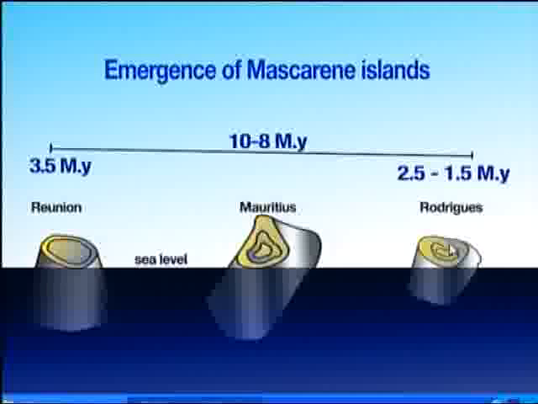Mauritius came out first, between 10 to 8 million years before present. This was followed by Réunion Island around 3.5 million years before present, and of course Rodrigues between 2.5 to 1.5 million years before present.